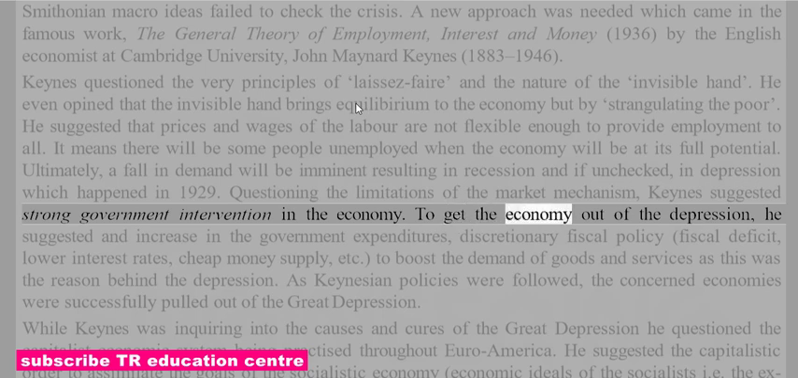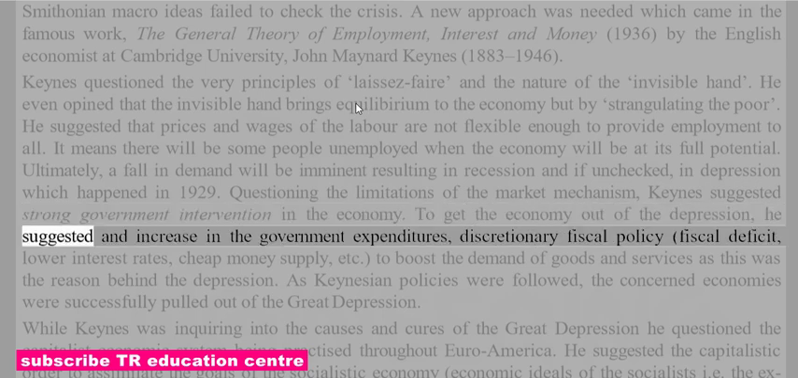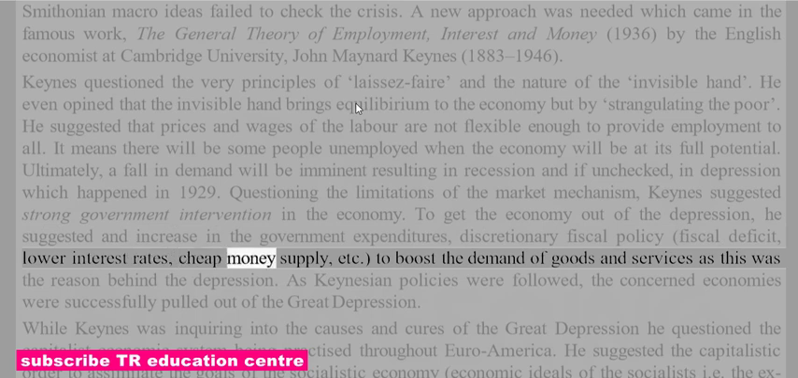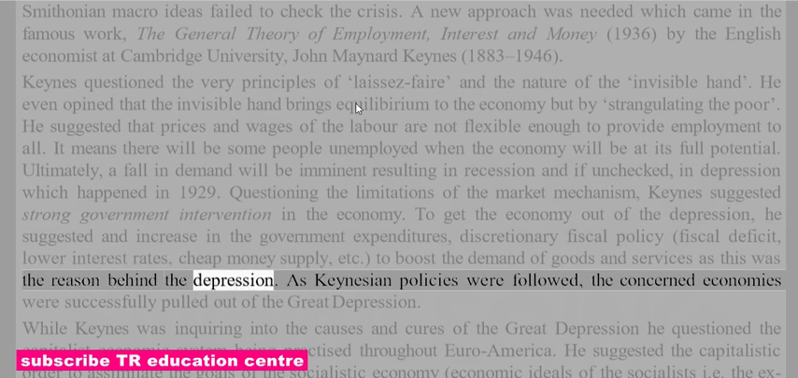To get the economy out of the depression, he suggested an increase in the government expenditures, discretionary fiscal policy, fiscal deficit, lower interest rates, cheap money supply, etc., to boost the demand of goods and services, as this was the reason behind the depression.